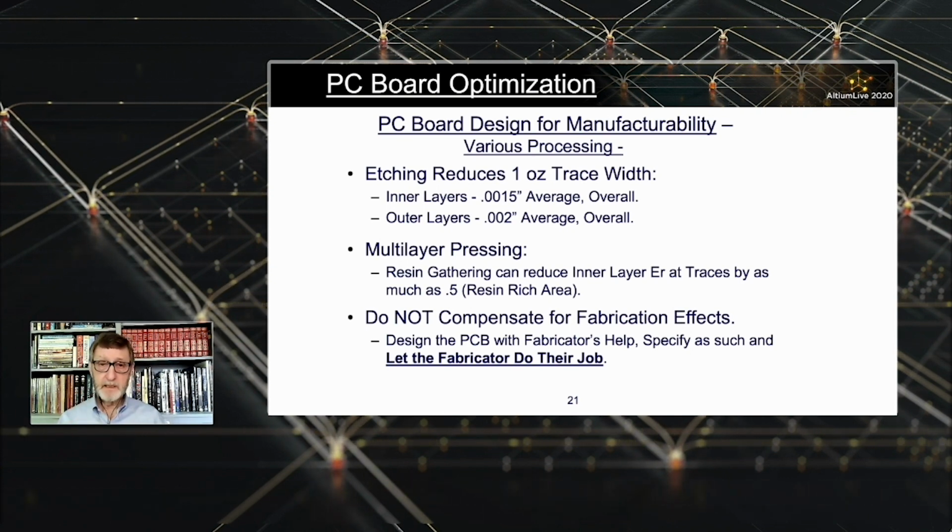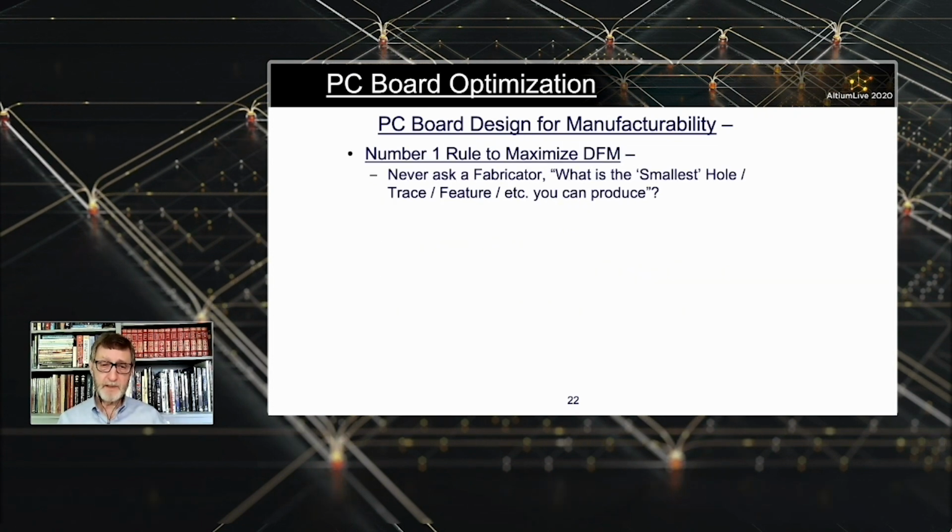Oh my God, it took me forever to drive into this guy's head. We don't want to do this. We want to leave the fabricators alone and let them do their job. They know what they're doing. Don't tamper in their field. Stay out of their business. Let them do their job.